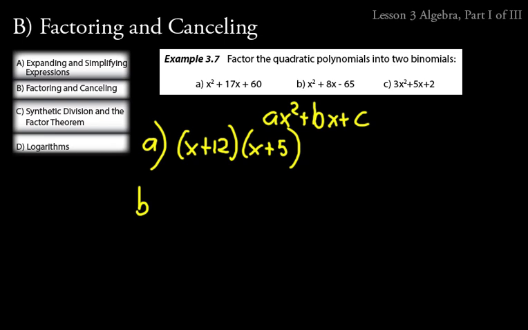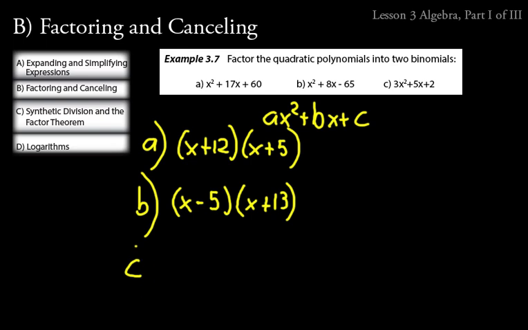B, a is 1 again, so we can think what two numbers multiplied together are negative 65 and added together are 8. How about a 13 and a negative 5? 13 times negative 5 is negative 65, and 13 plus a negative 5 is 8. So we'll have an x minus 5 and an x plus 13.